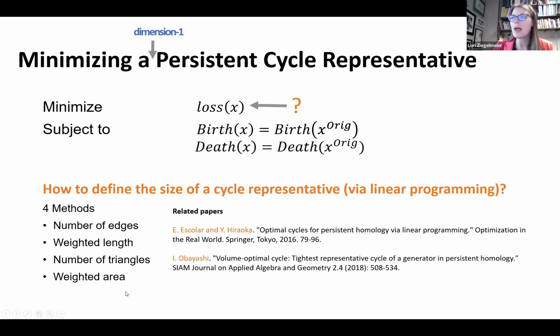Okay, and then as I mentioned, those two papers that I highlighted earlier, the Escolar and Hiraoka one focuses on the one cycles. So these we call edge loss methods. So it minimizes the number of edges or the length. And the Obayashi paper focuses on minimizing the number of triangles or the area. And we've made some modifications to both of these papers in our analyses, but I'll try to highlight some of the modifications.